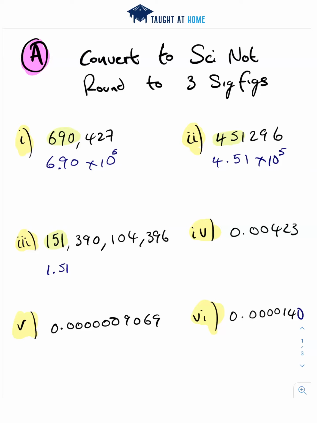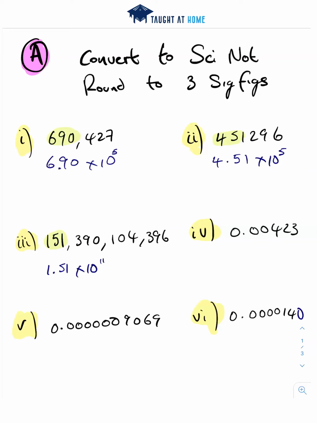1.51. Now we're going to times it by 10, and we have to figure out how many places the decimal point is moved, because that tells us how many times we're multiplying it by 10. So it's going to start from there. It's going 1, 2, 3, 4, 5, 6, 7, 8, 9, 10, and 11. So it's going to be times 10 to the 11. Big number.